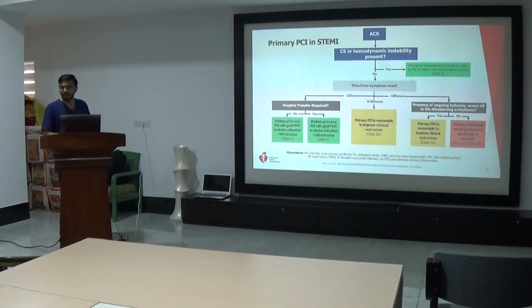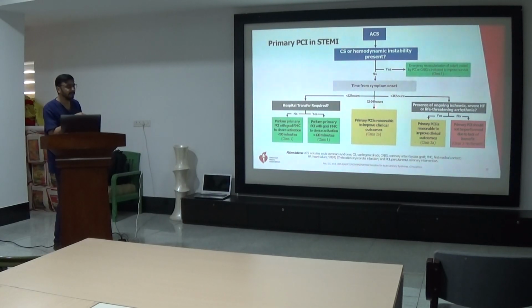If not, then we ask the symptom onset history: less than 12 hours, or more than 24 hours. If the facility is available, perform primary PCI, with the goal of first medical contact to door-to-balloon time less than 90 minutes. If we are referring the patient to another PCI-capable setup, then the goal is door-to-balloon time less than 120 minutes. Both are class 1 indications.